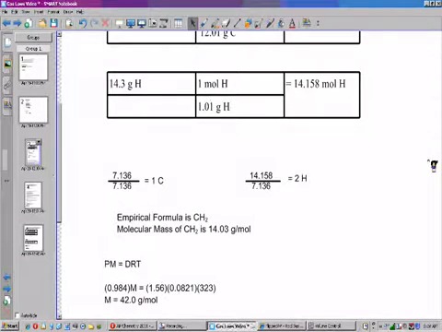Now, when finding the empirical formula, you divide all the moles by the smallest mole. So you divide everything by 7.136, and you find out that there is 1 carbon and 2 hydrogens. So the empirical formula is CH2, and the molecular mass of that is 14.03 grams per mole.